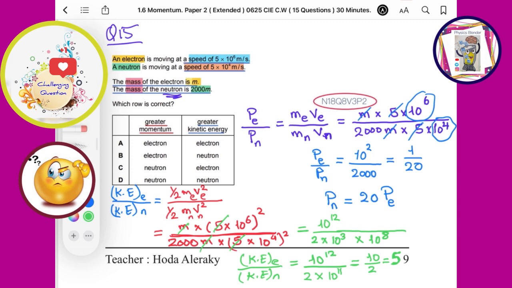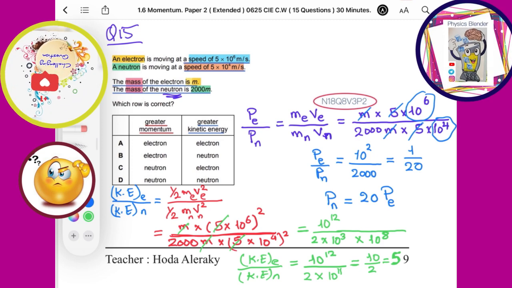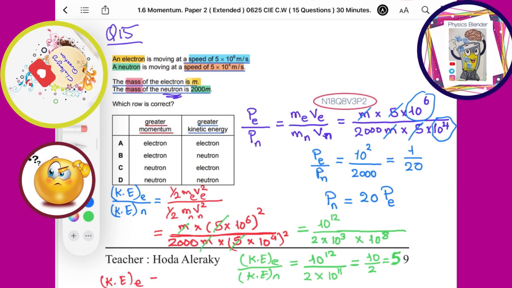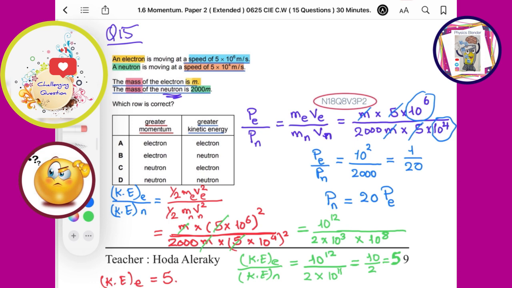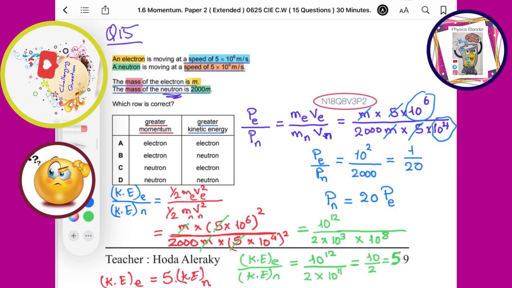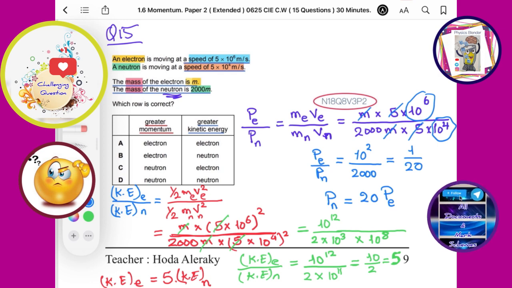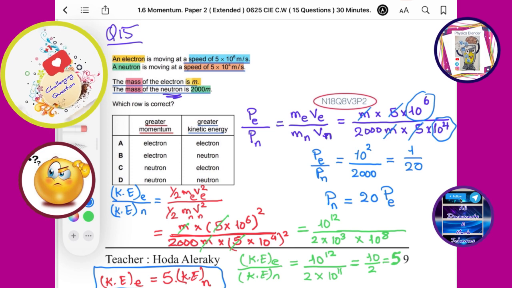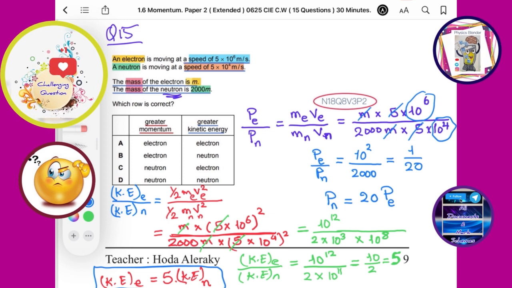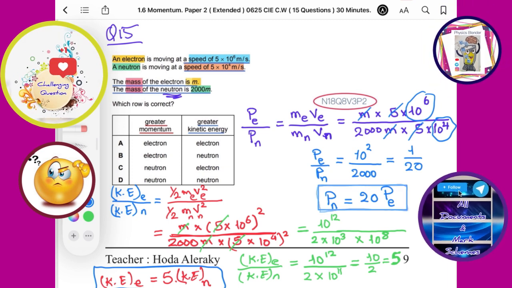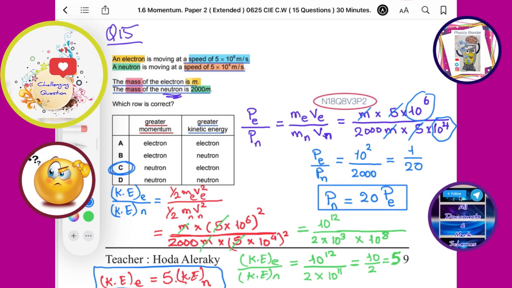If you rearrange, you will find that the kinetic energy of electron is equal to 5 times the kinetic energy of neutron. So which one is greater here? If you compare, the kinetic energy of electron is greater and the momentum of neutron is greater. So your correct answer is C.